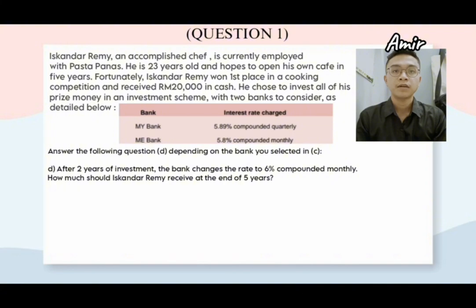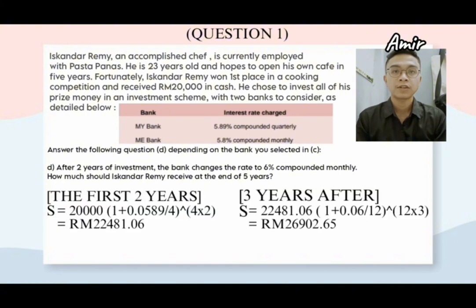Based on this question, the first 2 years of investment is still using 5.89% compounded quarterly, and then calculate the next 3 years, which is equal to 5 years of investment. The first 2 years is S equals 20,000 (1 + 0.0589/4) to the power of 4 times 2, and the answer is 22,481 ringgit and 6 cents.